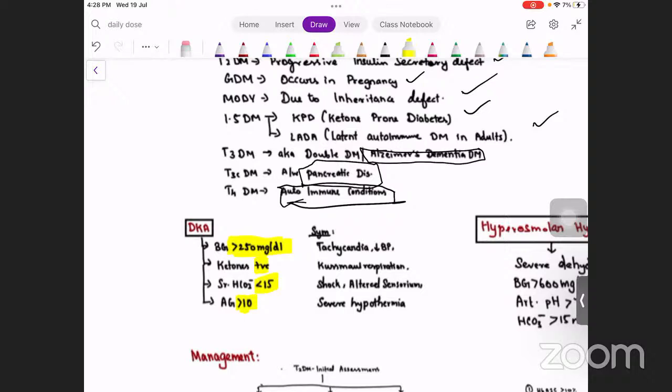Symptoms of DKA: tachycardia, Kussmaul's respiration, severe hypothermia, altered sensorium and shock, with a fruity odor. If the patient smells fruity, has a chill body with altered sensorium and Kussmaul breathing, DKA will be suspected. Urine ketone bodies will be positive, blood glucose more than 250, bicarbonate less than 15, and anion gap more than 10, so an increased anion gap metabolic acidosis pattern will be seen.